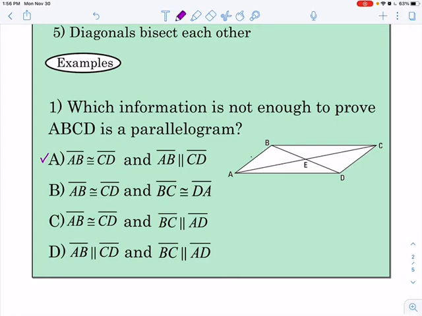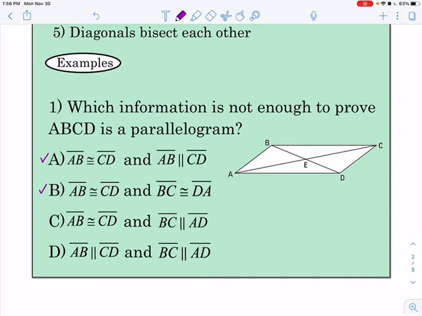Choice B is that AB is congruent to CD and BC is congruent to DA. That's both pairs of opposite sides are congruent. Again, if you scroll back up, that is one of your choices to prove that something is a parallelogram, by showing both pairs of opposite sides are congruent. So that is a way to prove it. Again, we're looking for the way not to show it.